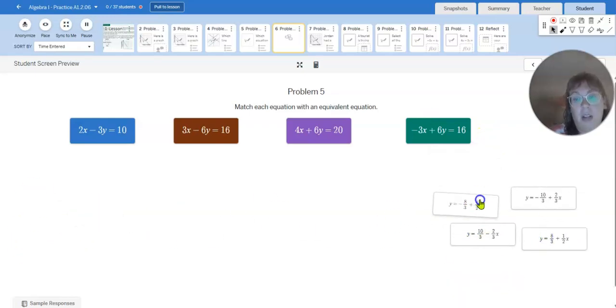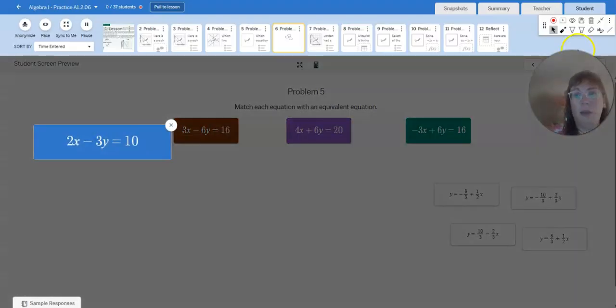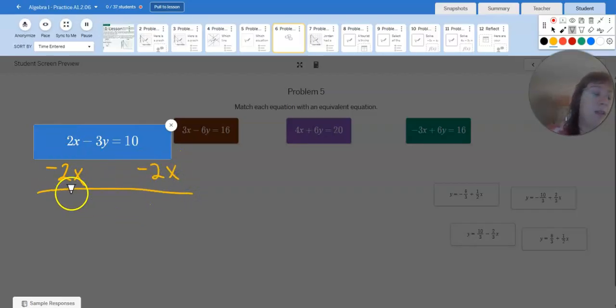I will do one of them, and I want you to try the other ones on your own. So here's the one I'm going to do: 2x minus 3y equals 10. So we want to solve for y, so we're going to subtract 2x on both sides, move that x term.